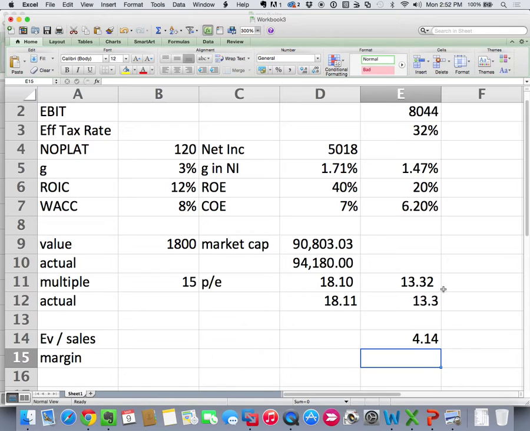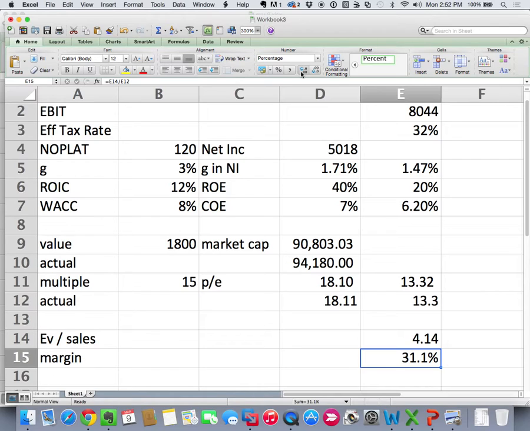Their margin equals 4 divided by the 13.3. It's 31%. The market is expecting a 31% margin from McDonald's. That's the other gem that's hiding in plain sight. So when we do our valuations, we've got to figure out what the long-term margin of the company is going to be. The market is using 31% for McDonald's. That's going to be a key insight when we develop our valuation models.